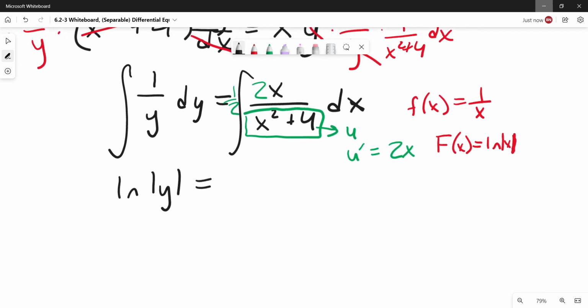So here we have our 1/2 comes down from here. 1/2. 2x, remember, that's a u prime, it goes away. Ln absolute value x squared plus 4 absolute value plus c, right? But we still need to isolate y.